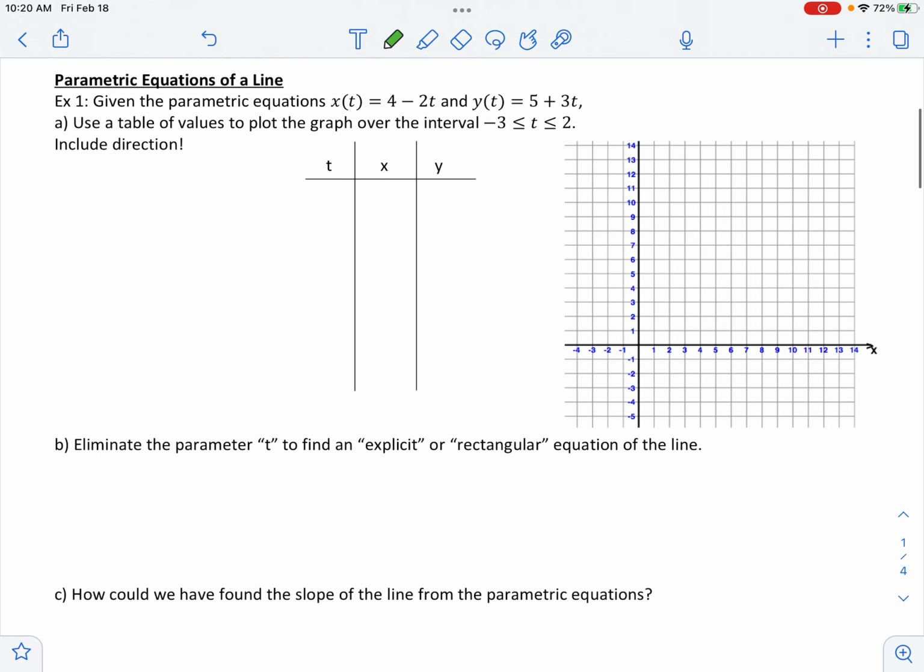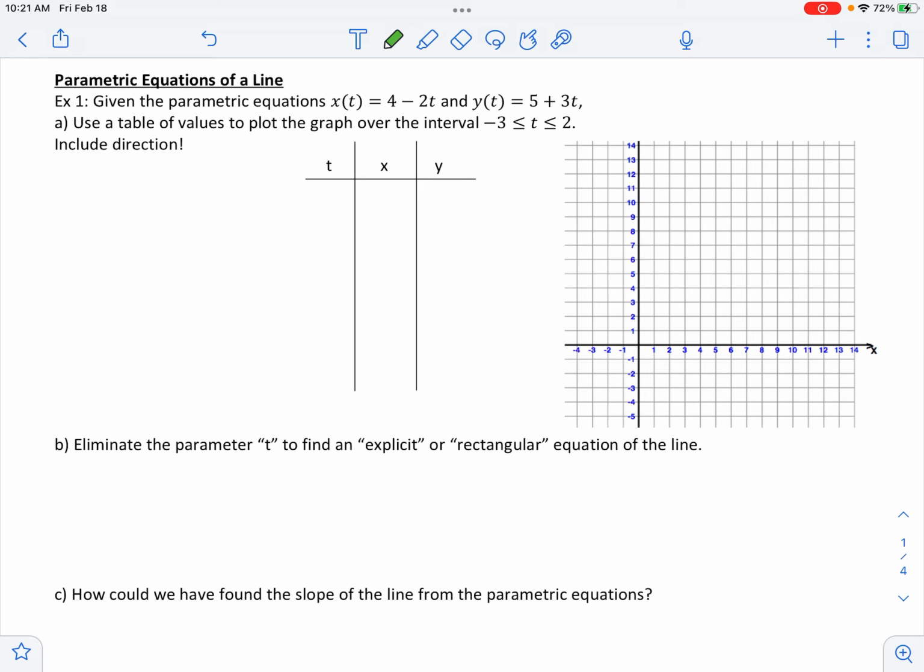All right, so here is our first example. It says, given the parametric equations, x of t equals 4 minus 2t and y of t equals 5 plus 3t, use a table of values to plot the graph over an interval of -3 to 2 for t values, including both, and then also make sure you're including direction.